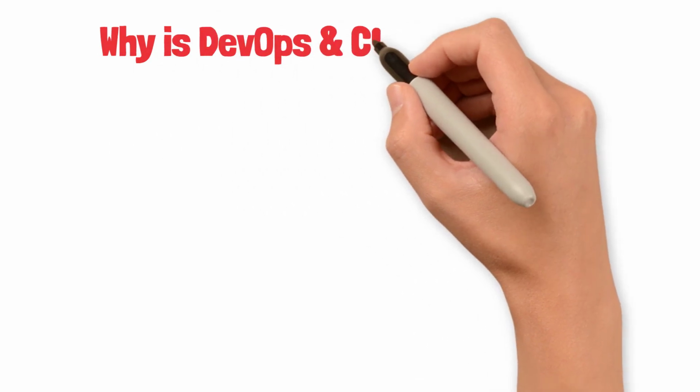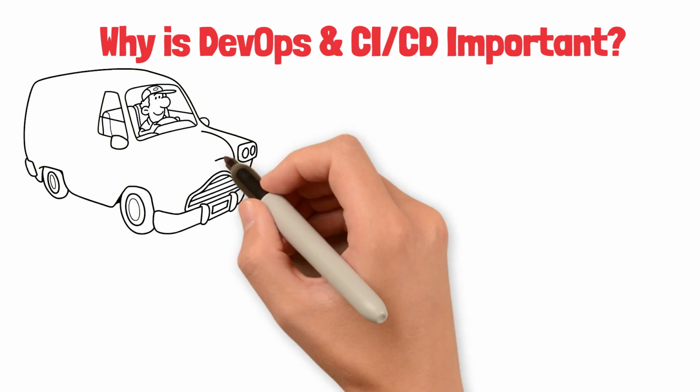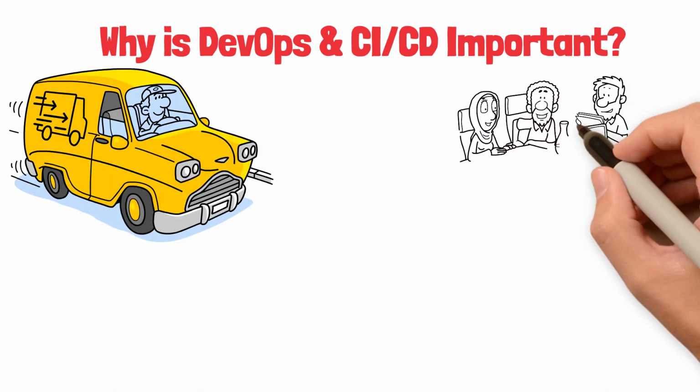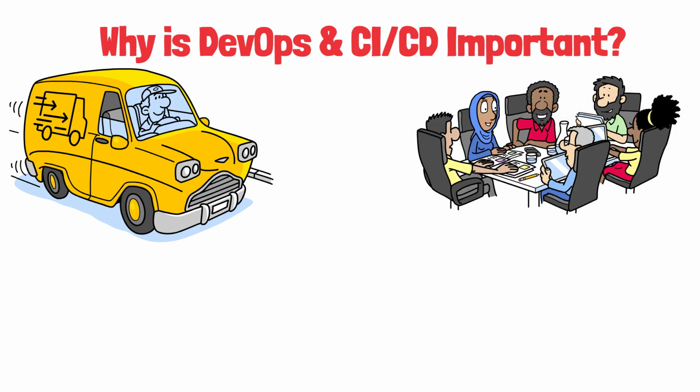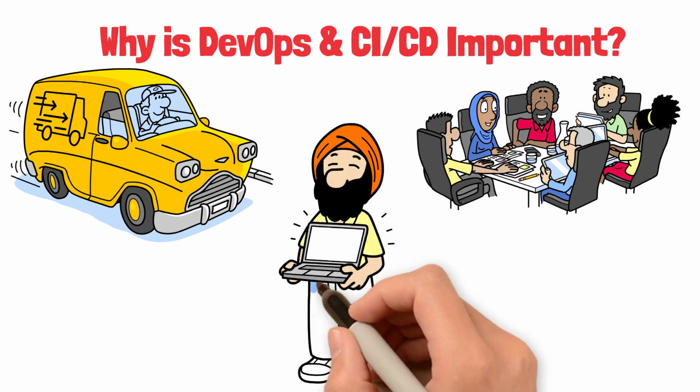Why is DevOps and CI/CD important? Faster delivery, just like finishing your project early. Fewer mistakes, because the computer checks the work automatically. Teamwork: developers, testers, and operations all work together. Happier users, because updates come faster and smoother.